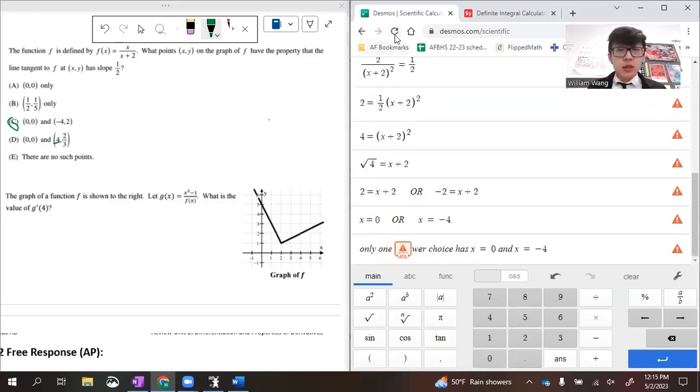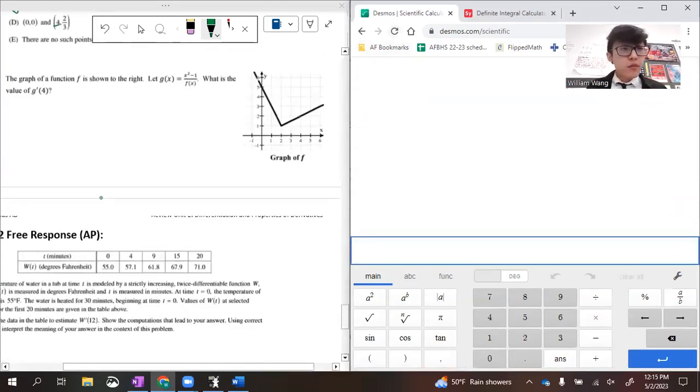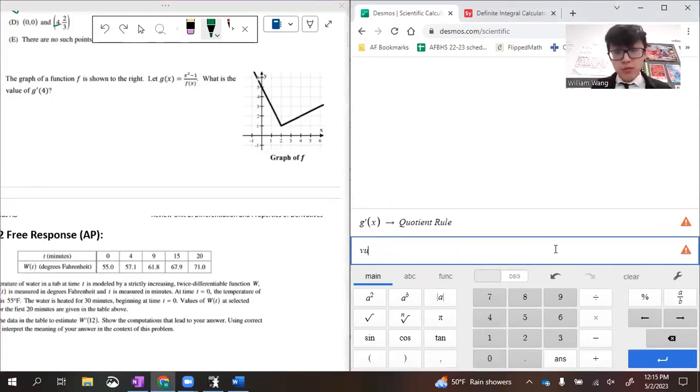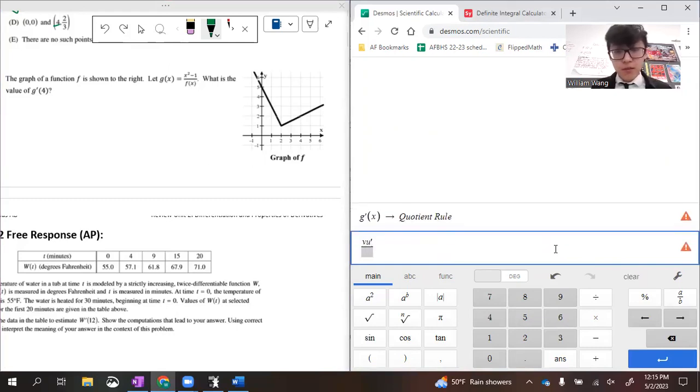All right, next question. What is the value of g prime of 4? Well, to find g prime, I require a quotient rule, right? Because I have 2 functions divided by each other. All right, so let's do my quotient rule again. VU prime minus UV prime all over V squared.